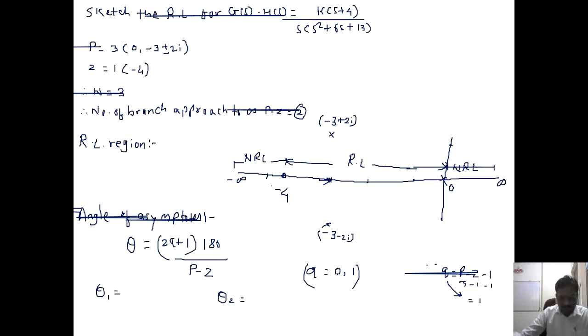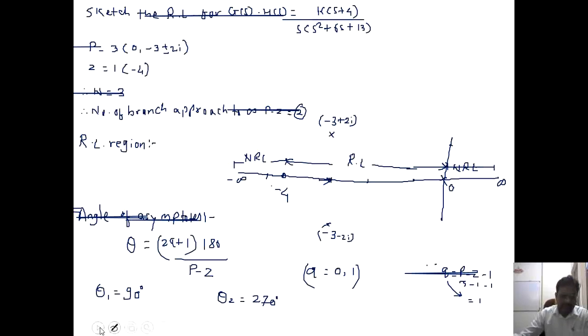Now put the value 0 in this equation. So (2 into 0 plus 1), that is 1, into 180 divided by p minus z, that is 3 minus 1, 2. So 180 by 2 is 90 degrees. If you put q equal to 1, then 2 plus 1 is 3, 3 into 180 divided by 2 gives 270 degrees. Just calculate it on a calculator. So 90 and 270 are the only two asymptotes available here.